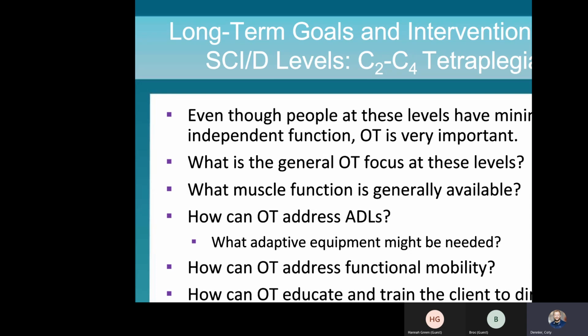When you're looking at this chart, look at the C1 through C4. And if you look at the movements gained or spared, they have some head and neck control, but more at the C3 and C4. C4 will be able to do a shoulder shrug. So that means they may have the levator scapula, right? They may have use of that muscle.